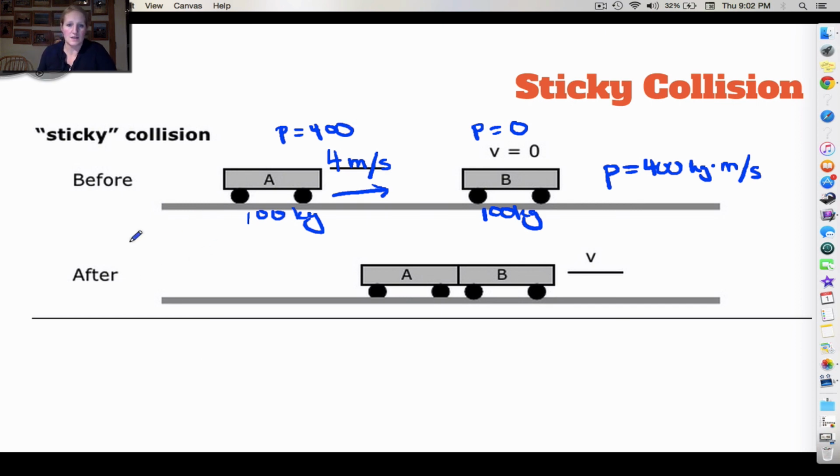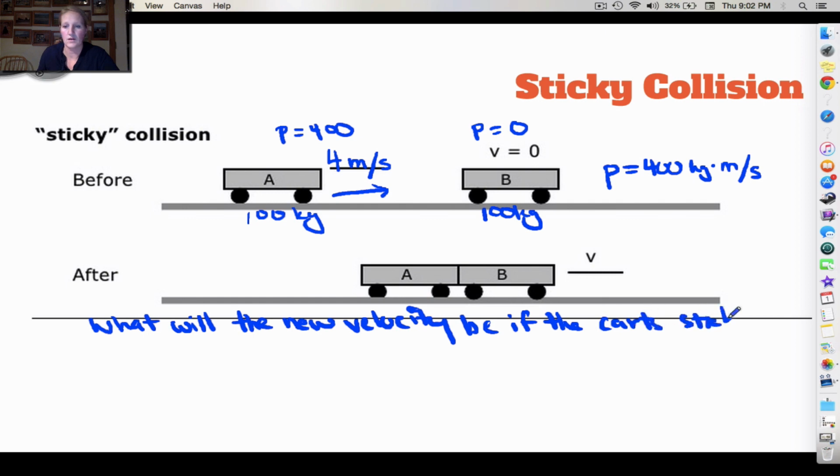So the question is, in a sticky collision, what will the new velocity be if the carts stick together? And you've seen this. If a ball hits another ball, usually they both continue to move a little bit until they both slow down. So we know that now we have a new object. It's no longer two separate carts that have a mass of 100 kilograms. We now know that our new mass in this situation is 200 kilograms. We know that our P value, our momentum, is 400 because that's how much was in the initial scenario before they bumped. So there is a conservation of momentum, meaning that there's not going to be a change of momentum at all. The question is, what's the change in velocity? Because we've now changed the mass.